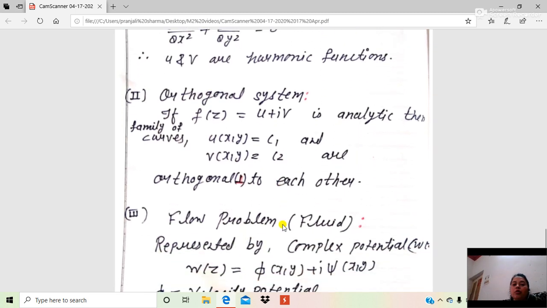The next application is the orthogonal system. If f(z) = u + iv, where u and v both are families of curves, u = c1 and v = c2, then these families of curves u = c1 and v = c2 are orthogonal, or perpendicular, to each other.